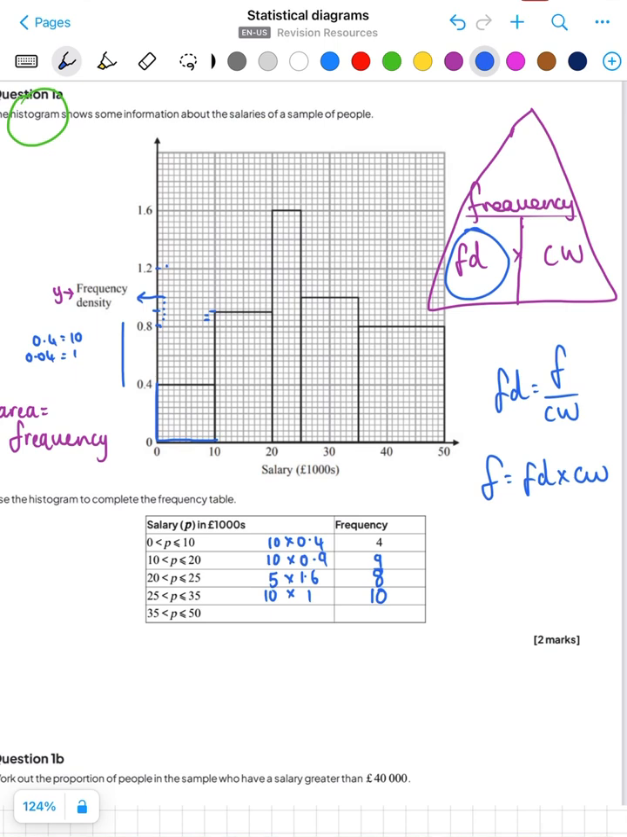Next, the width of the final box is 15 units wide, and then we're multiplying that by 0.8. So 15 multiplied by 0.8 is 12.